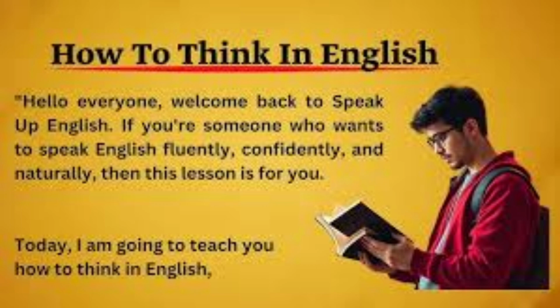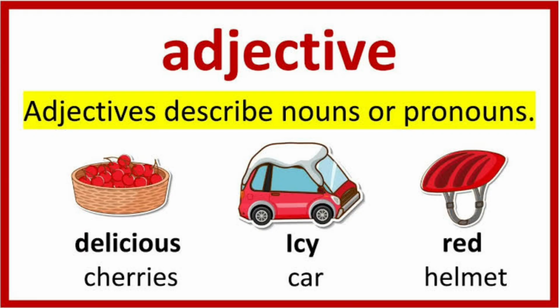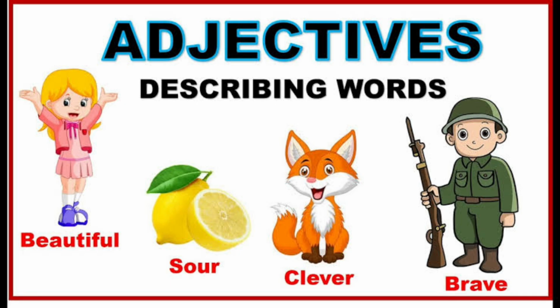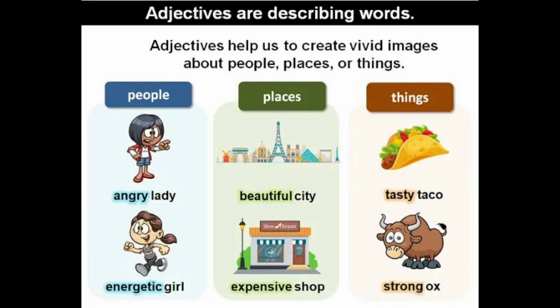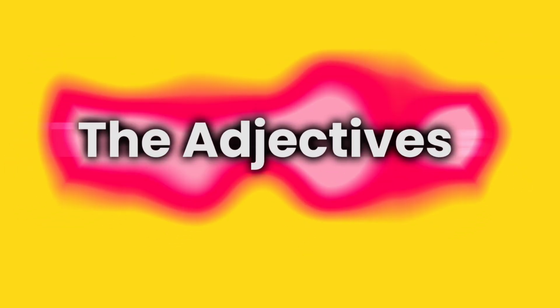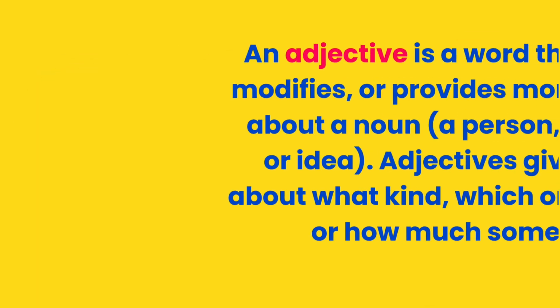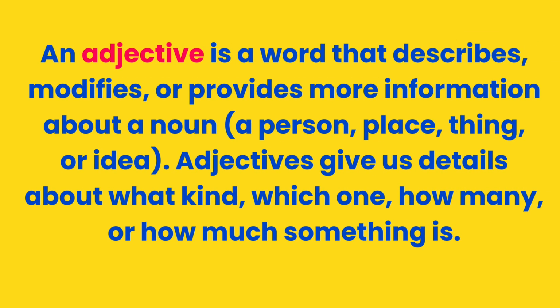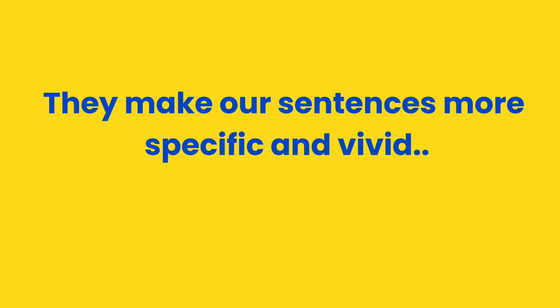Today, we're going to see the adjectives. I promise, by the end of this video, you'll have clear, actionable steps to take your English skills to the next level. The adjectives. An adjective is a word that describes, modifies, or provides more information about a noun, a person, place, thing, or idea. Adjectives give us details about what kind, which one, how many, or how much something is. They make our sentences more specific and vivid.